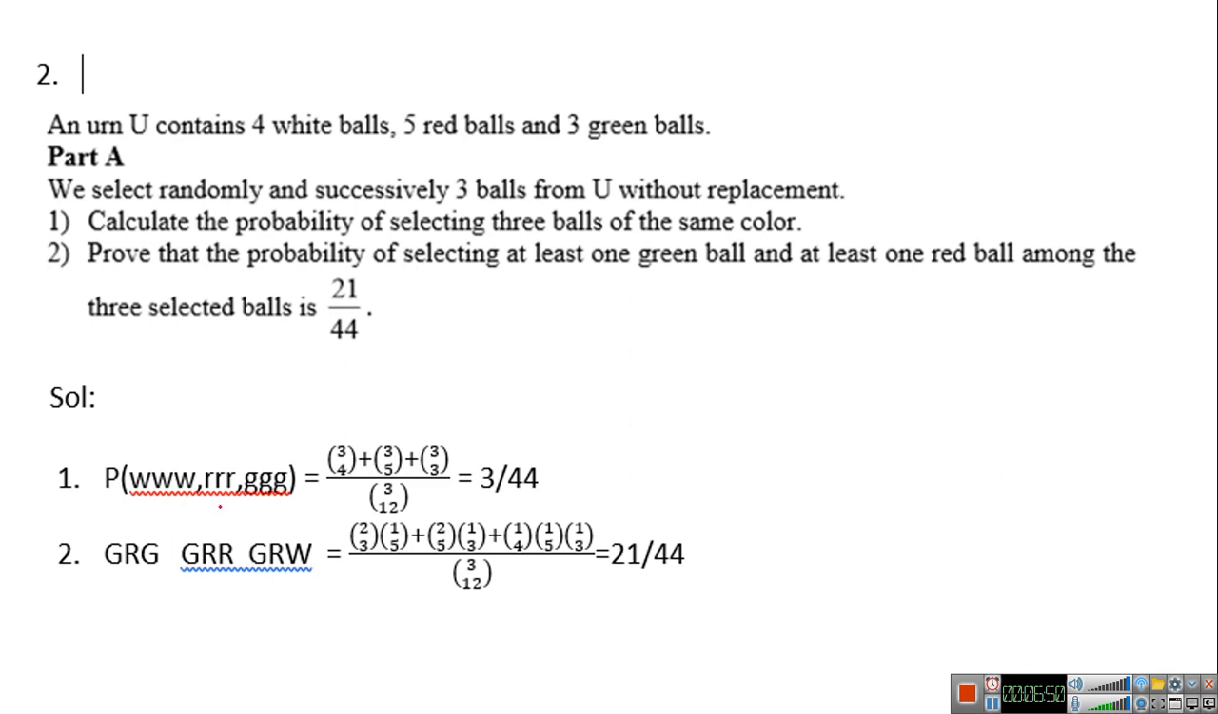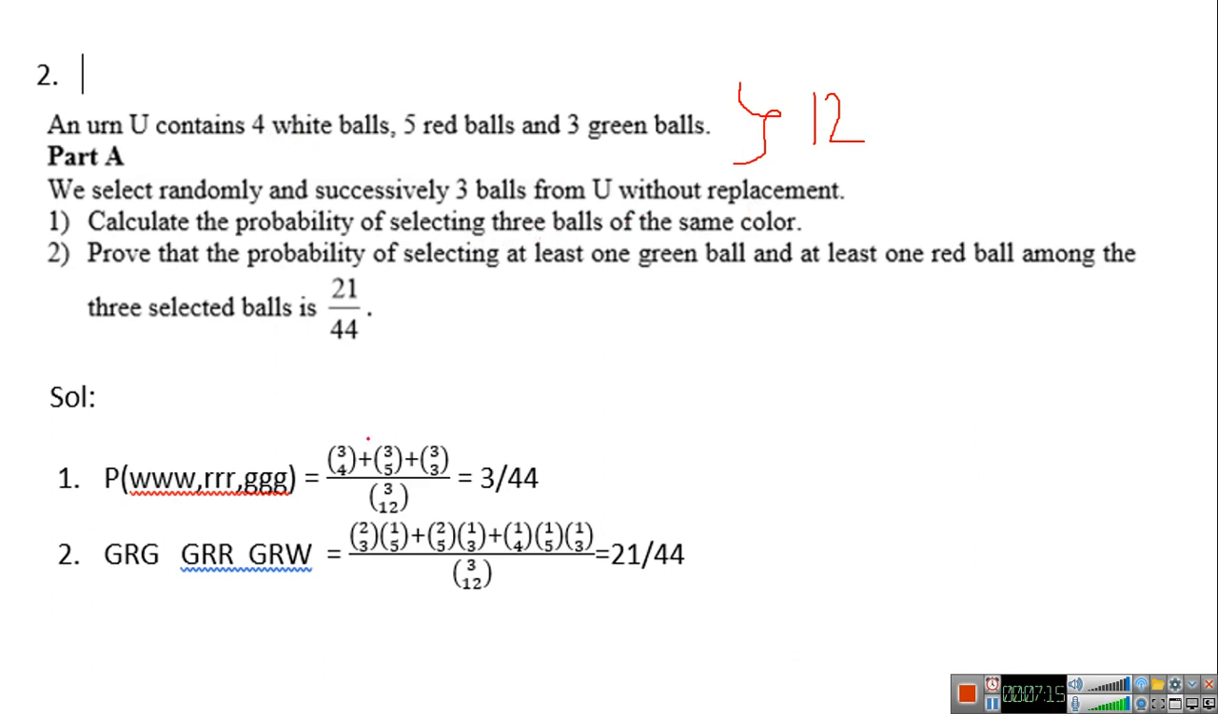Number 2, an urn contains 4 white balls, 5 red and 3 green. So as a total I have 12. We select randomly 3 from the urn without replacement. So either combination or arrangement, depending on order. Calculate the probability of selecting 3 balls of the same color.